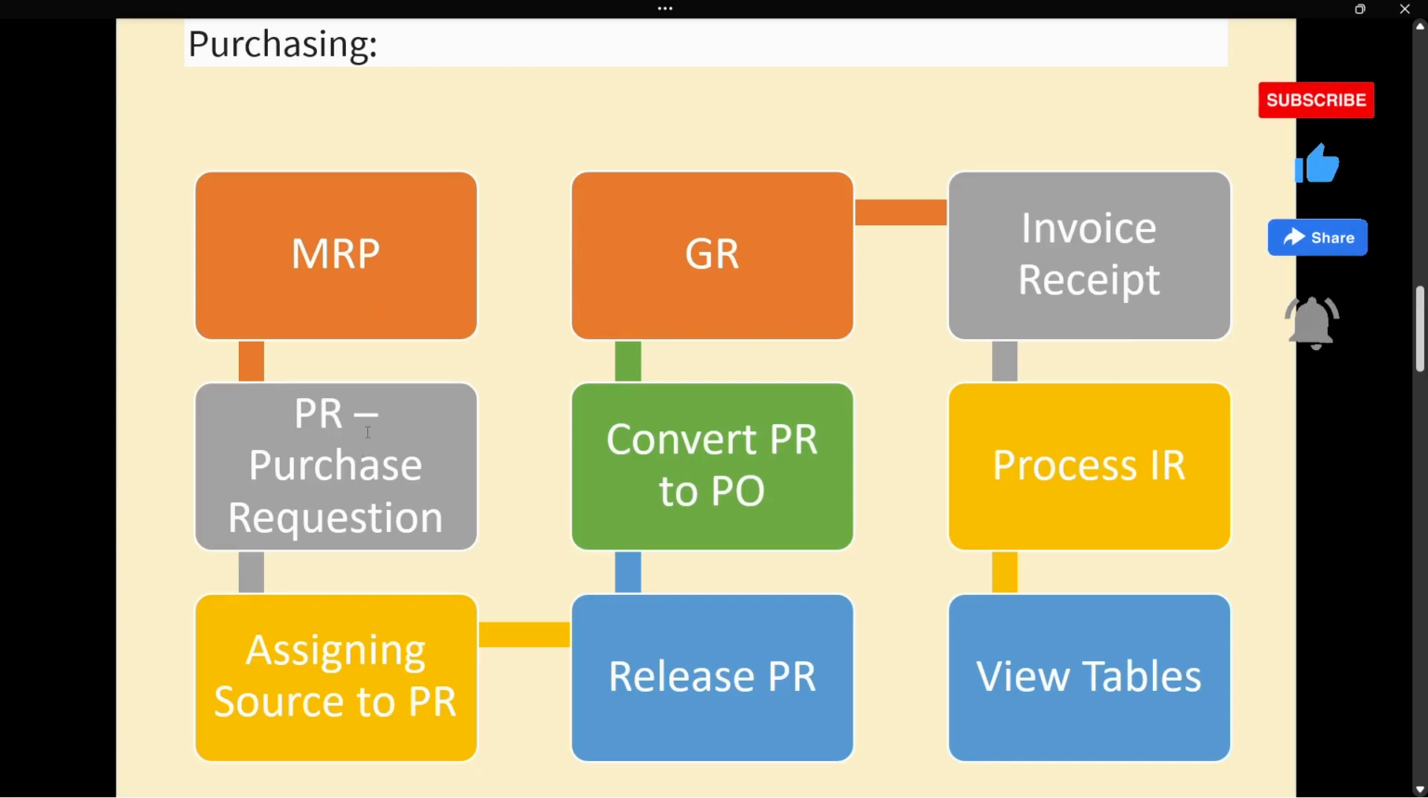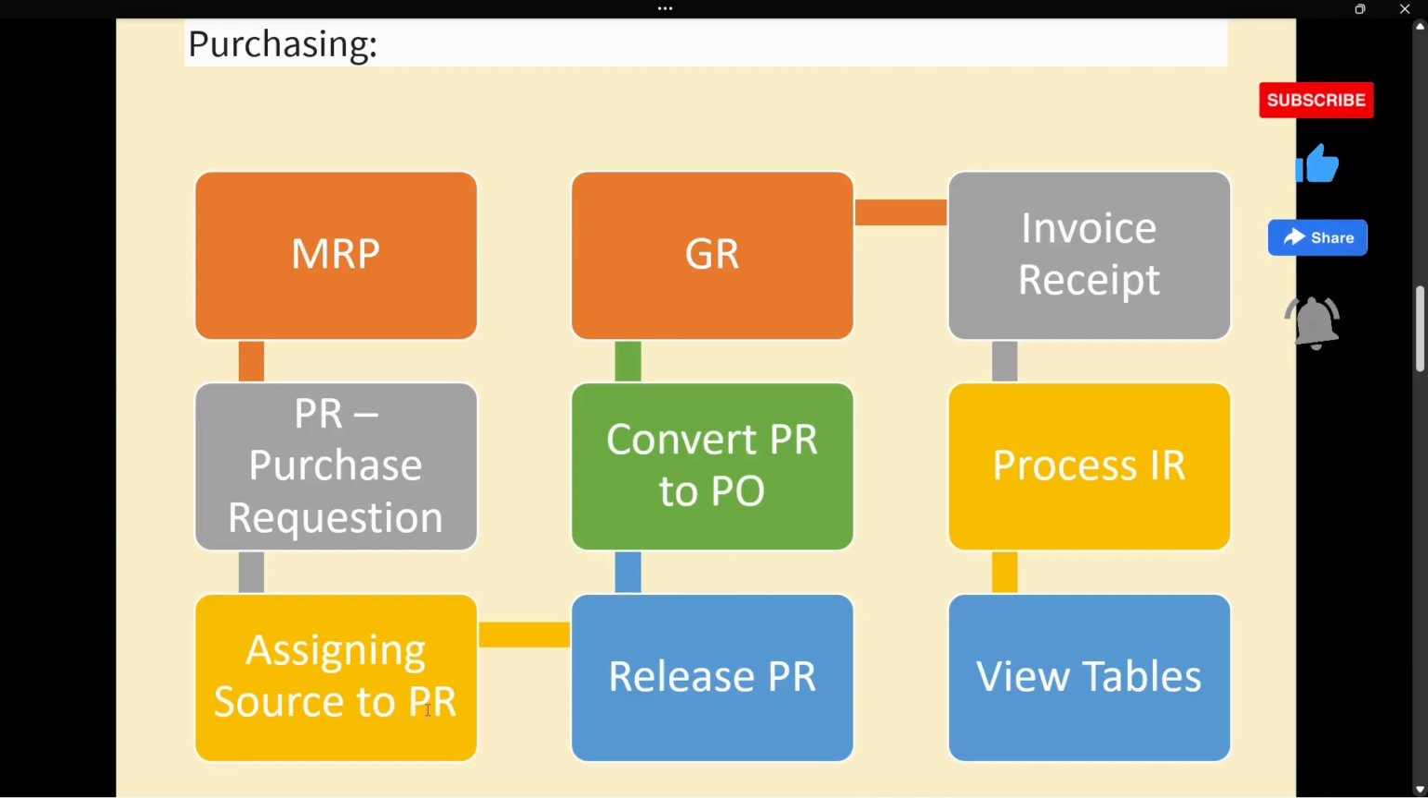At the moment we receive the purchase requisition, the next step would be to assign the source to that particular PR. Then we need to release the purchase requisition. At the 5th stage, we need to convert PR to PO. Then we need to do the goods receipt, then the invoice receipt, process the invoice receipt, and then we can view some tables to see whether data has been populated or not. Okay.